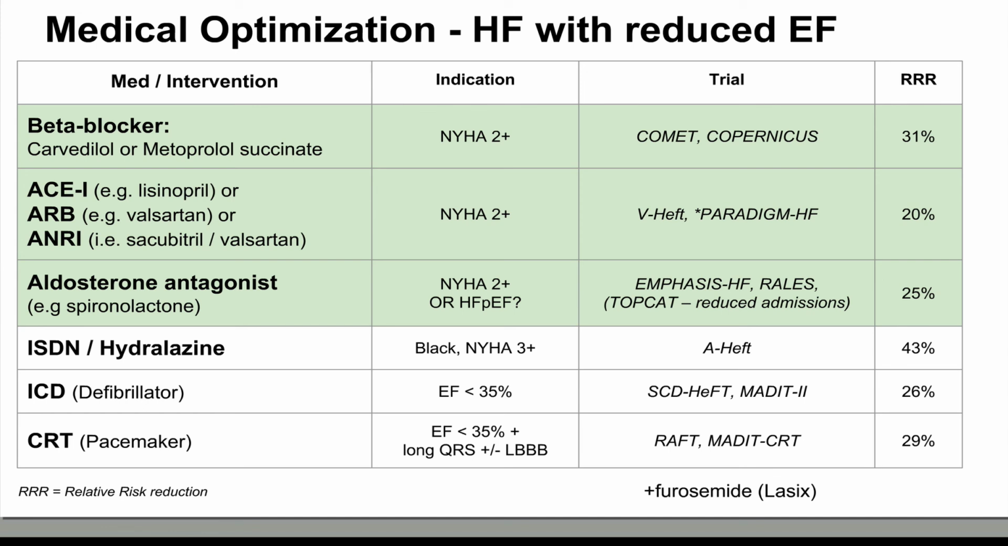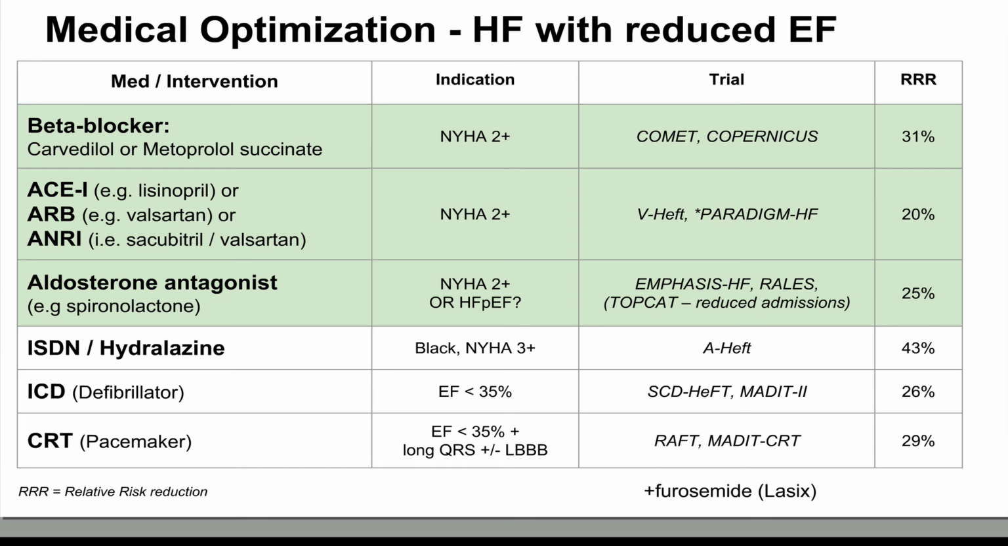For patients that have a very low EF or an EF of less than 35%, there's indications for other treatments. One is for ISDN, a nitrate with hydralazine. This is specifically in African Americans or a black population, shown to decrease mortality pretty impressively.